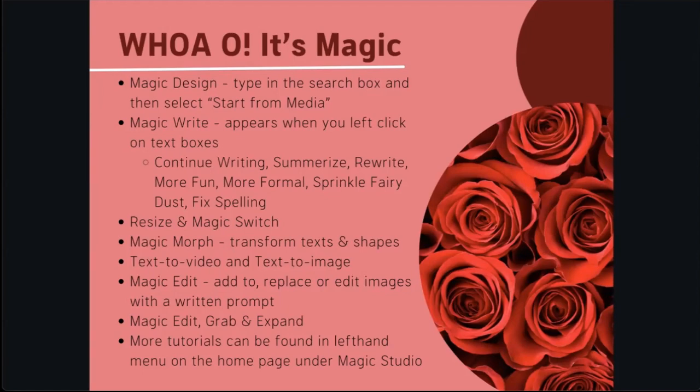Magic Write appears when you left click on text boxes, and you can use it to continue writing, so it'll make whatever you have there longer. It can summarize, so it'll shorten what you've written. You can rewrite it, make it more fun, more formal, sprinkle fairy dust, which makes it sound a little more like a fairy book. It's a little silly. Or fix spelling. So you can play around with those, it'll give you suggestions. My rule of thumb with AI is, cool, but not by itself. Usually it'll give you some ideas and then you can work with it from there.